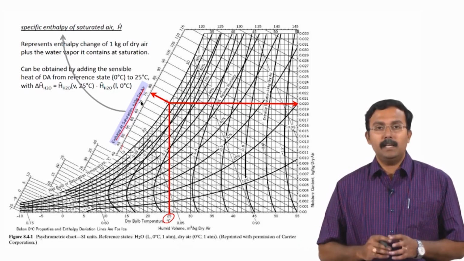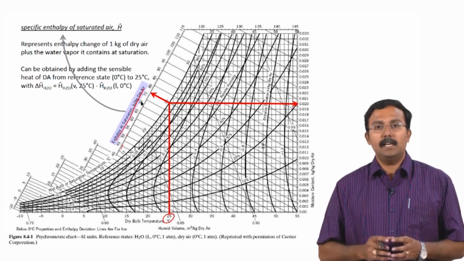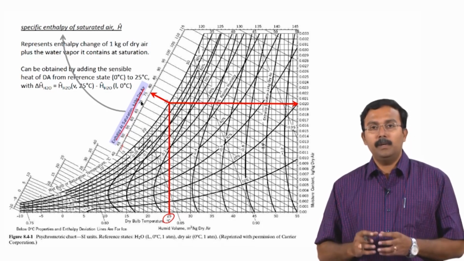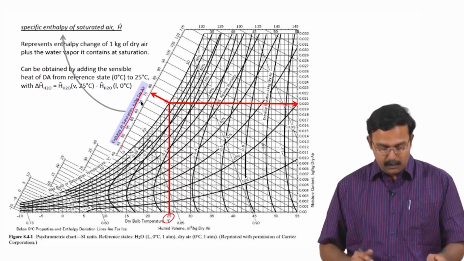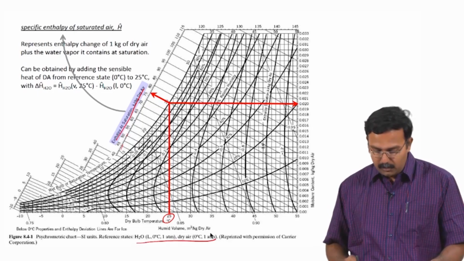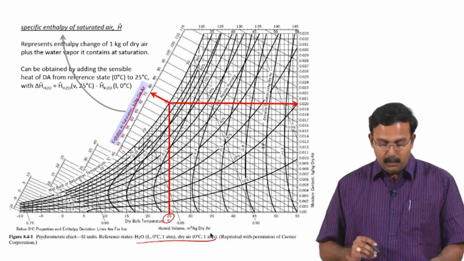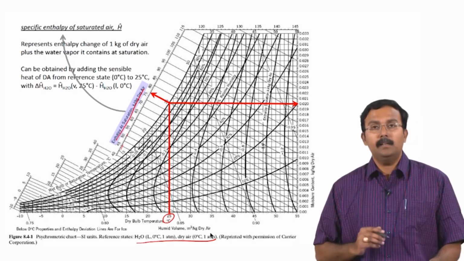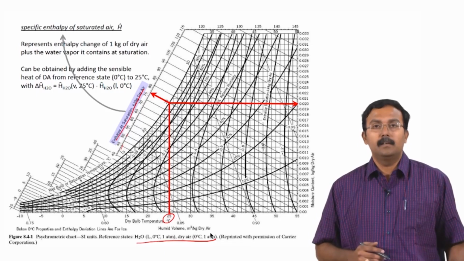So, we need to understand that this is obtained with the reference state as water liquid at 0 degree Celsius and dry air at 0 degree Celsius, which is the reference states used for this system. Okay. So, with that in mind, we can use this chart to get the enthalpy for saturated air.